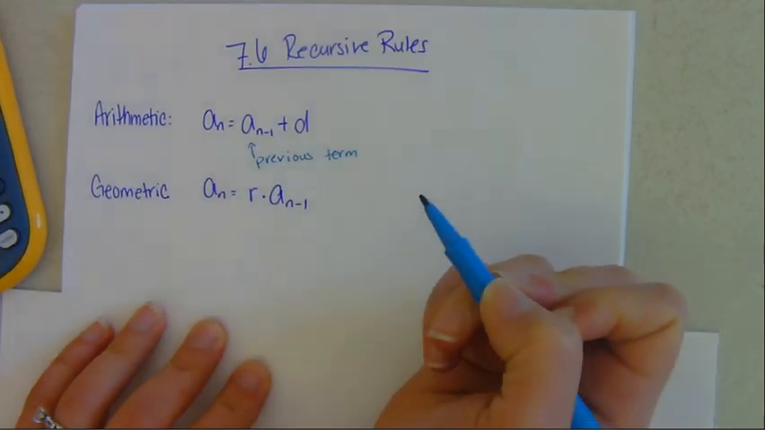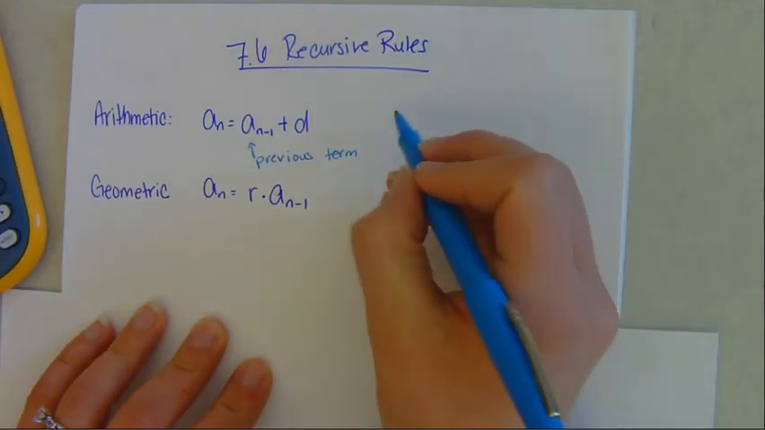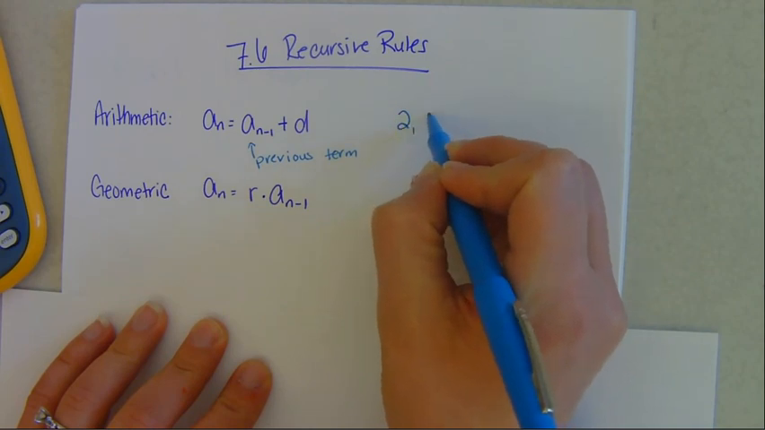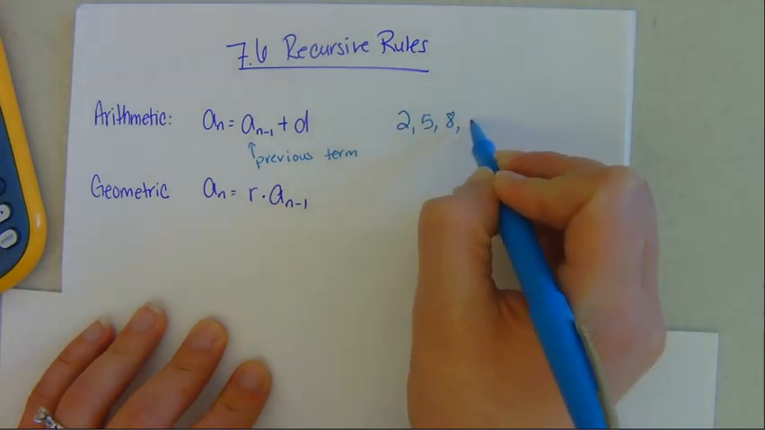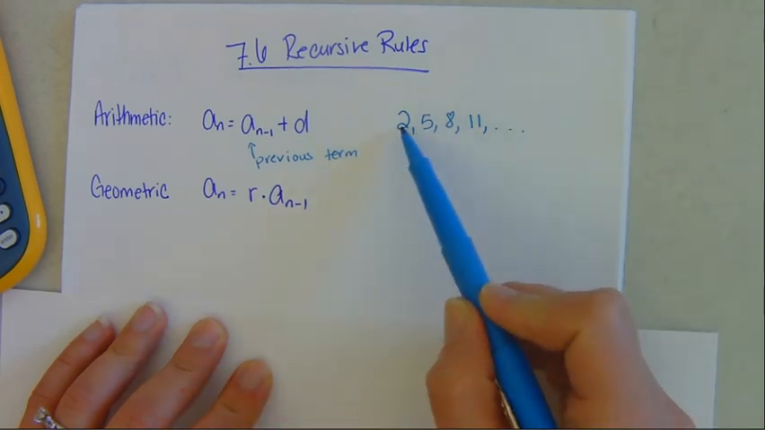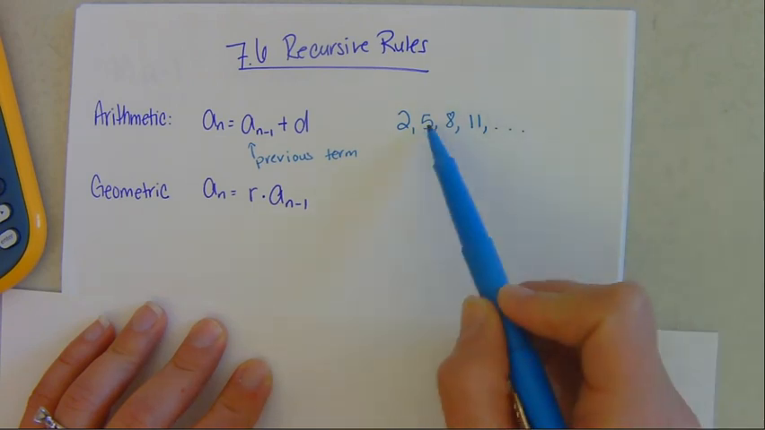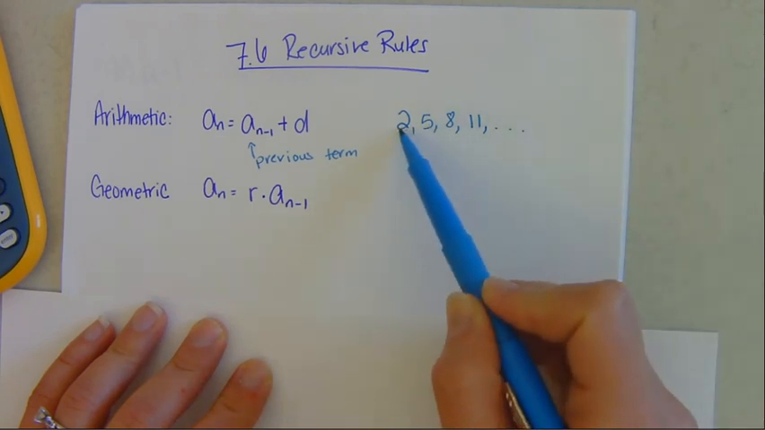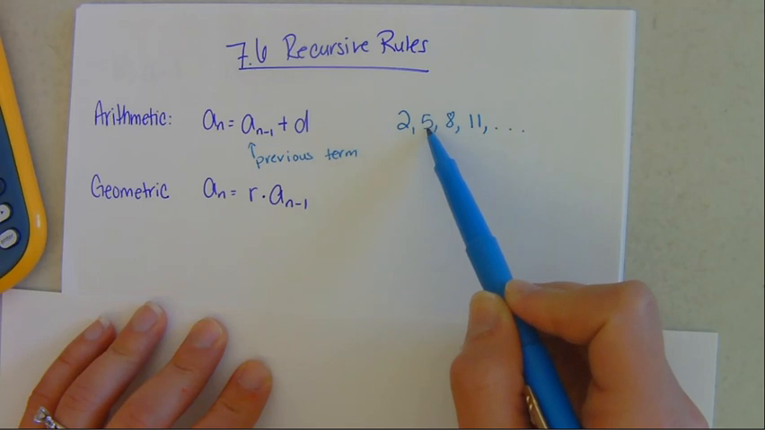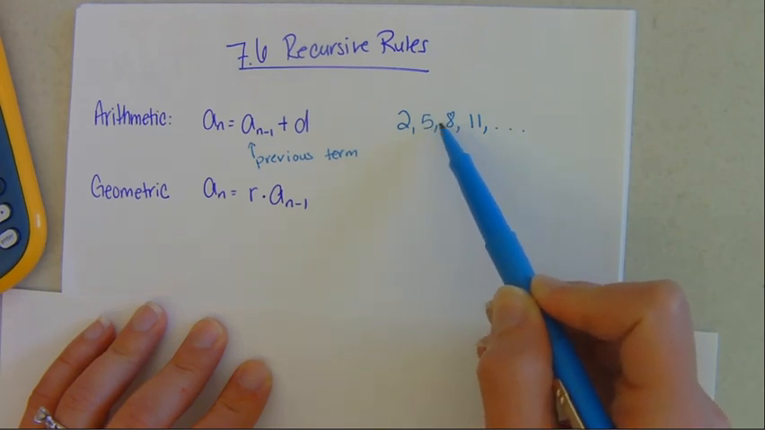Okay, so that's the previous term plus the difference. That's what an arithmetic rule is, right? If we had 2, and then 5, and then 8, and then 11, if that was my sequence, I just take my previous term and add 3 to it. You can see that the common difference is 3. To get the second term, I take the previous term, which is 2, and I add 3. To get the third term, I take the previous term, which is 5, and I add 3.